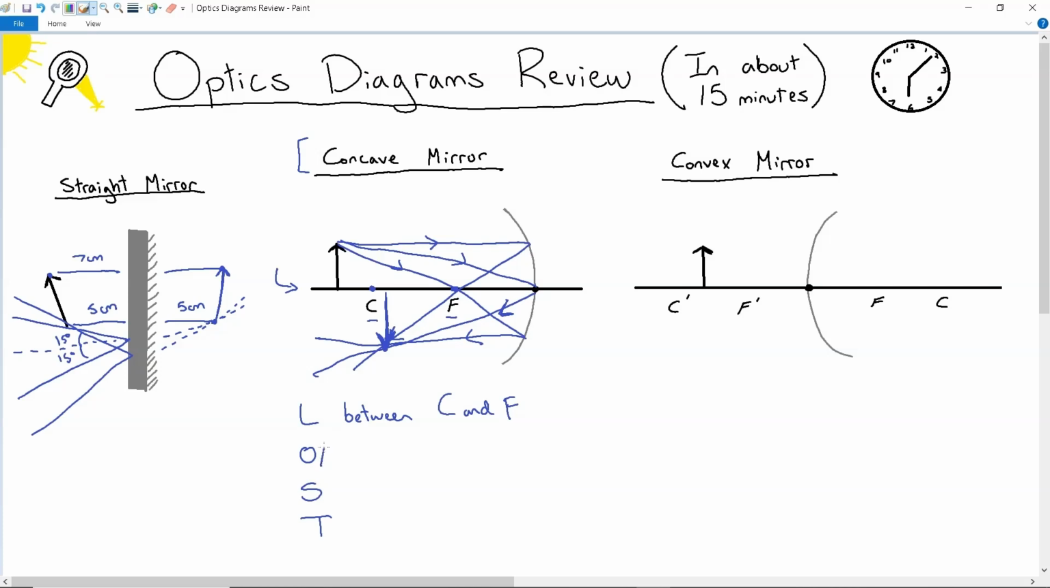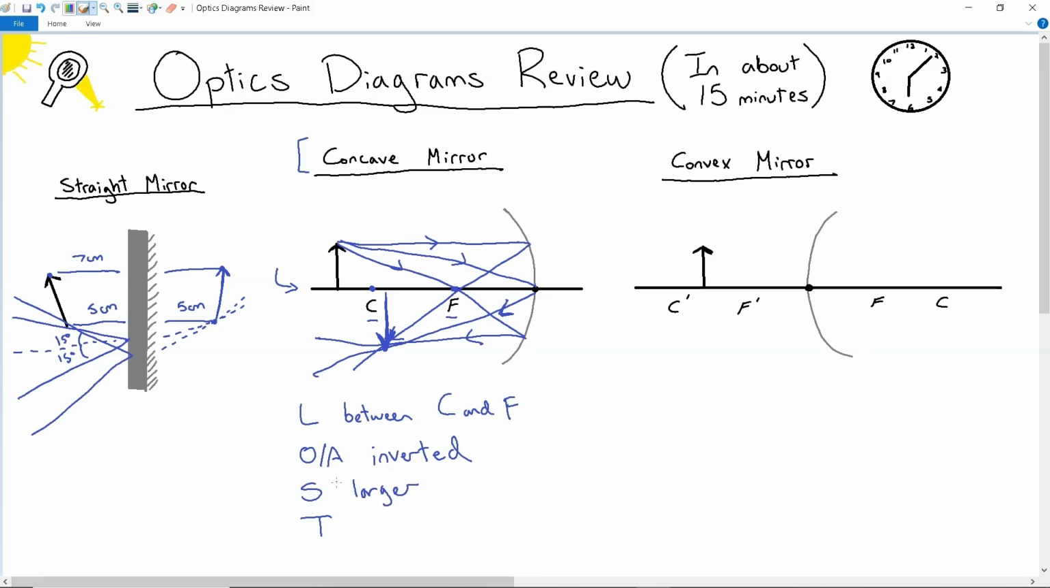O, sometimes this is also an A, so it could be orientation or attitude, and really all it's asking is, is your image pointed upwards or downwards? We would say upright or inverted. In this case, it's inverted. S is size. It looks to be a little bit bigger than our original object. So let's say larger.